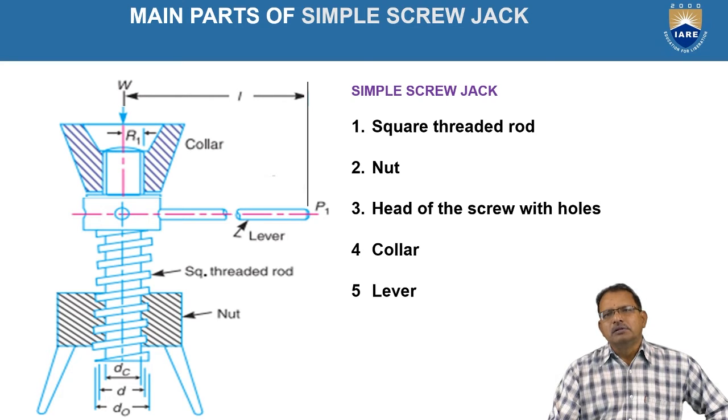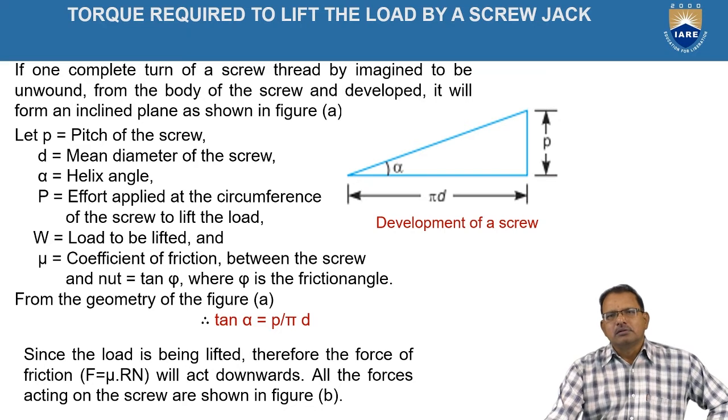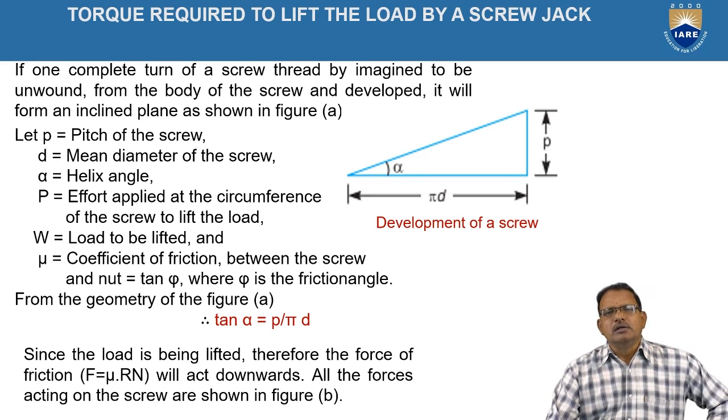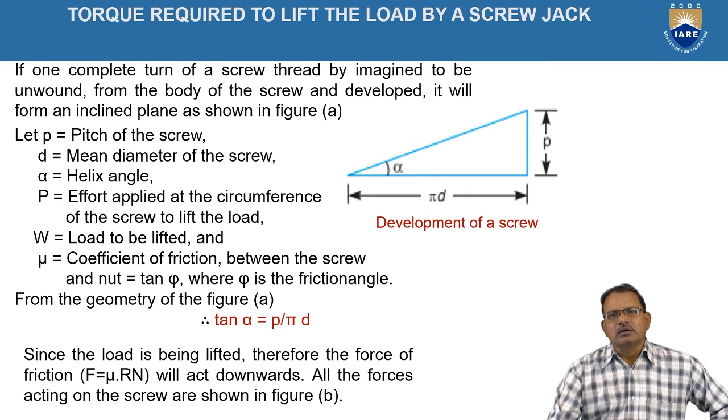The effort P1 is applied at the end of the lever to lift the load W by rotating it in the clockwise direction. The principle involved in the screw jack is an inclined plane, and the load moving along it is acted on by an effort applied in the horizontal direction with respect to the ground level.